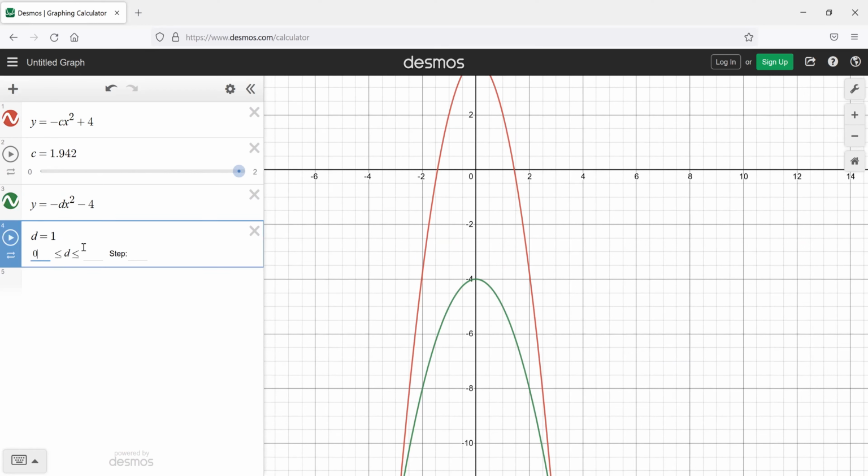So let me change this and play it now. So there, they actually never intersect, but now that it's coming back, they intersect twice. But once it gets inside there, it never intersects. So there's a few possibilities here, is what I'm trying to show you. And so what is the correct answer? If the parabolas intersect at two points, what must be true?